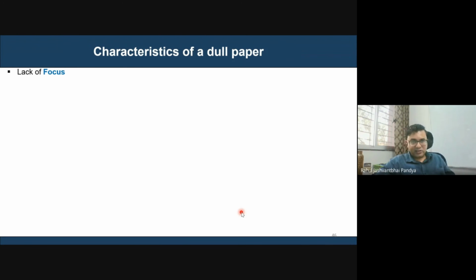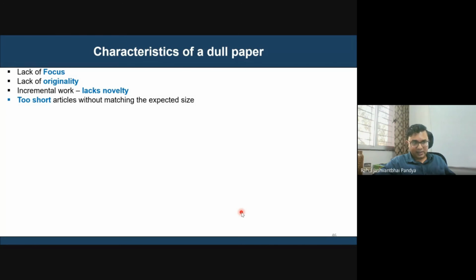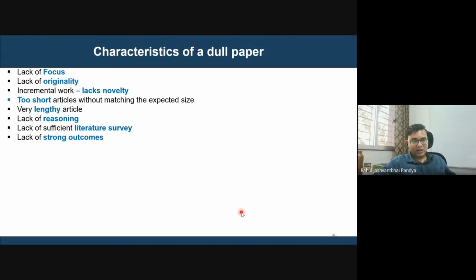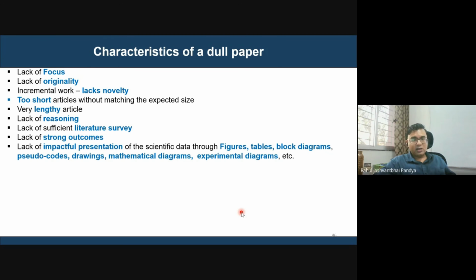See, some of the characteristics of a dull paper: reviewers will quickly see it and close it up. A dull paper will lack focus, originality, and novelty. It will be too short without matching the expected size, or very lengthy and unorganized. Lack of reasoning in the main body, a lack of sufficient literature survey, right? Lack of strong outcomes, lack of impactful presentation of scientific data through figures, tables, block diagrams, pseudocodes, drawings, mathematical diagrams, experimental diagrams, etc. Lack of sufficient numbers in the discussions.